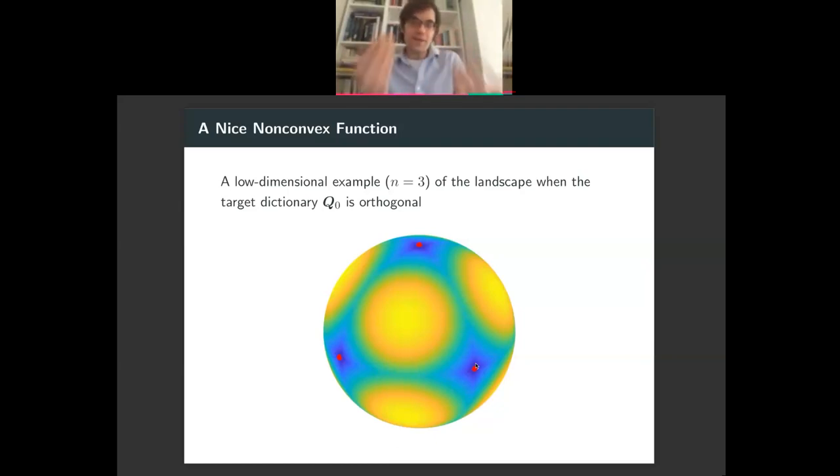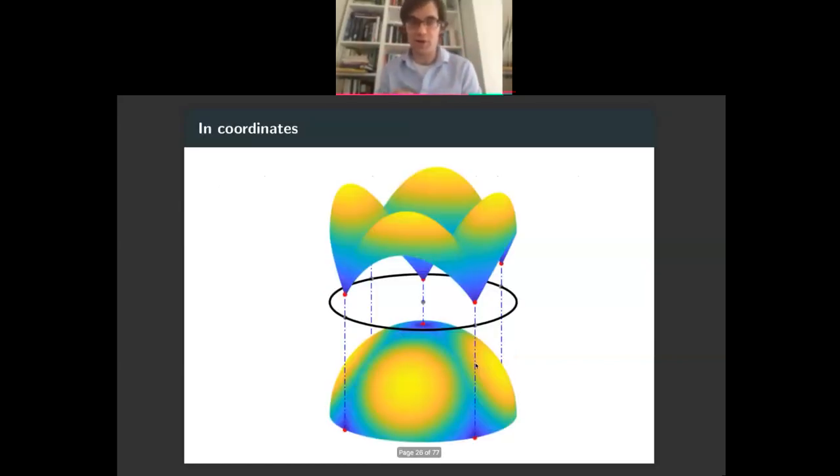So if this is really the picture, then actually we're in very good shape for finding the red points. We may not know which one we find ahead of time. That depends on where we start. But we know that we're going to find at least one of them, because those are the only minimizers and everything else is well structured. This is just showing the same thing in coordinates.